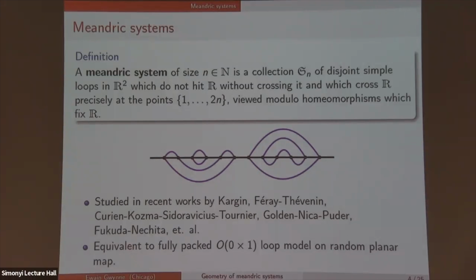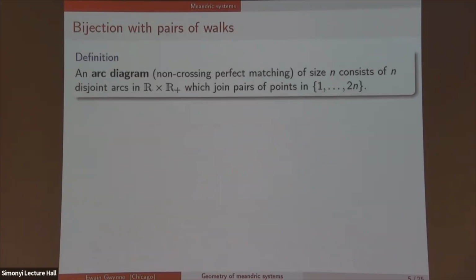So there's various different perspectives that you can take on these meandric systems. All right, so it turns out that meandric systems are a lot easier to analyze and to simulate than meanders. And the reason is that meandric systems are in bijection with various simpler combinatorial objects. So one way of phrasing this bijection is in terms of arc diagrams, aka non-crossing perfect matchings.